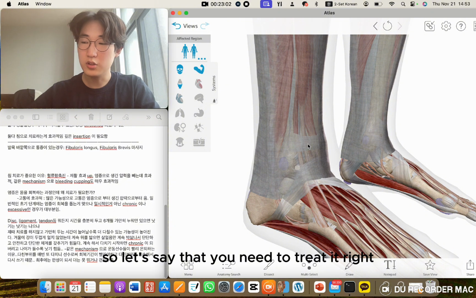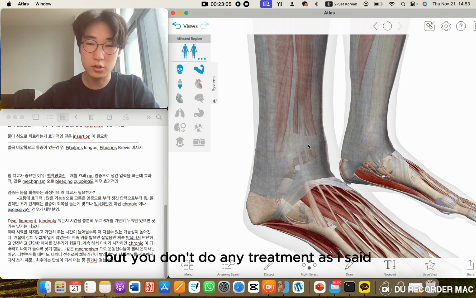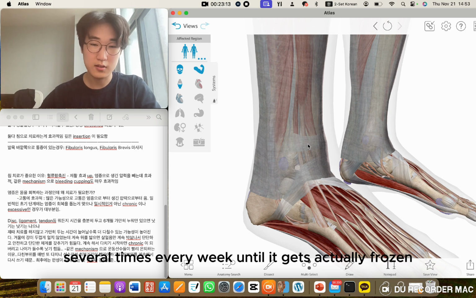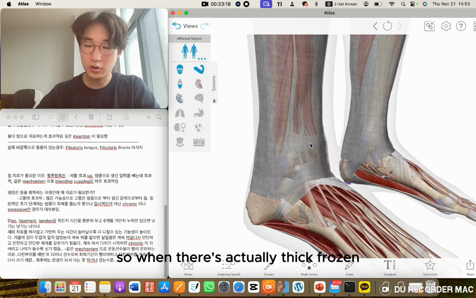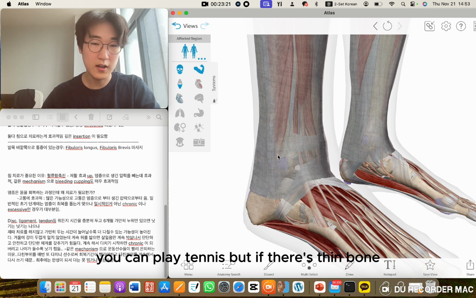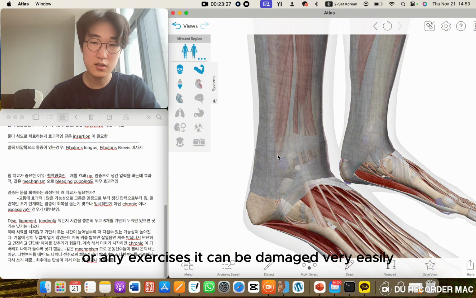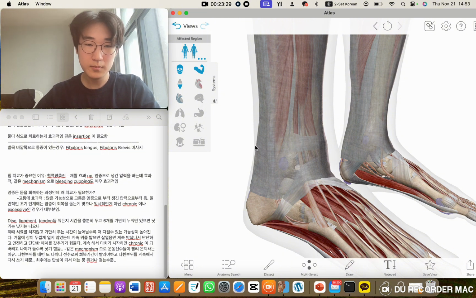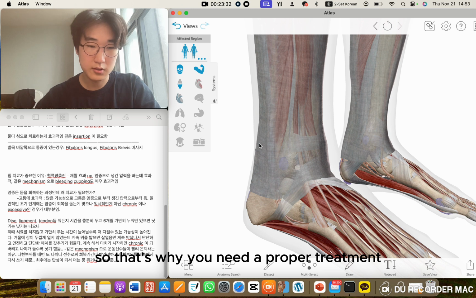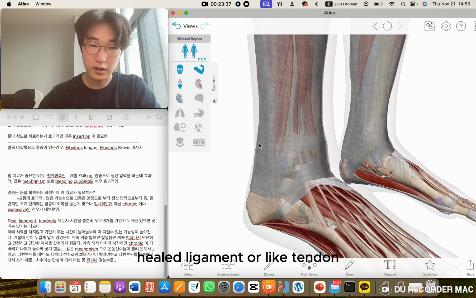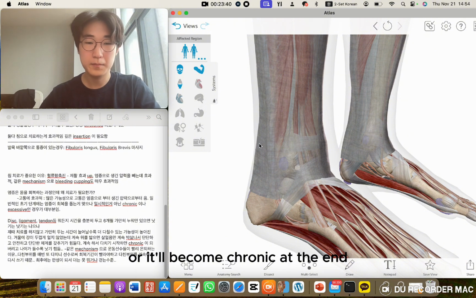So let's say you need to move right away, but you don't do any treatment. As I said, it's like stepping on thin ice in a pond several times every week until it actually gets frozen. When it's actually thick and frozen, you can play soccer, you can play tennis, but if it's thin ice, you cannot. Even if you do a little bit of workout or any exercise, it can be damaged very easily. So that's why you need a proper treatment. You need to make a thick, good, healed ligament or tendon, or it'll become chronic at the end.